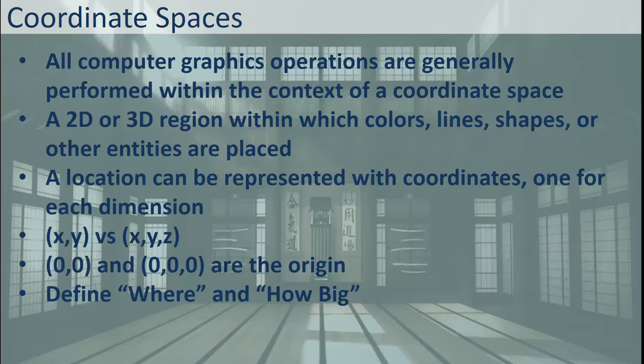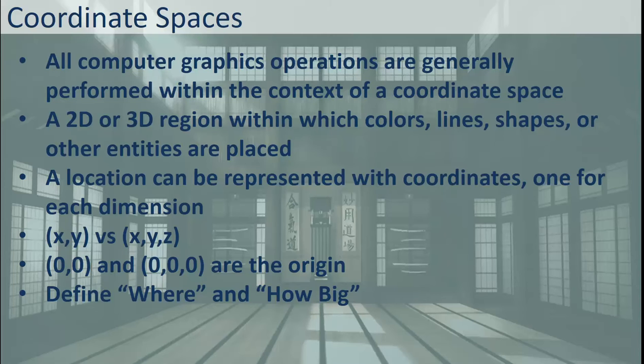Ooh, sounds really cool, doesn't it? Coordinate space. Basically, what that means is that a coordinate space is really a 2D or 3D region, and you should be familiar with what 2D or three-dimensional means, right? 2D is like a flat shape that we see drawn. 3D is like a three-dimensional shape that has some depth to it. So a coordinate space is a 2D or 3D region within which colors, lines, shapes, or other entities are placed.